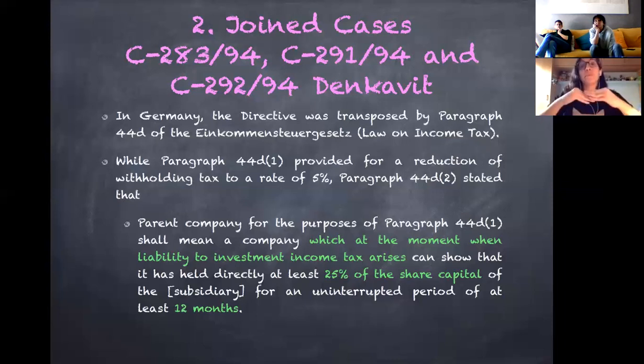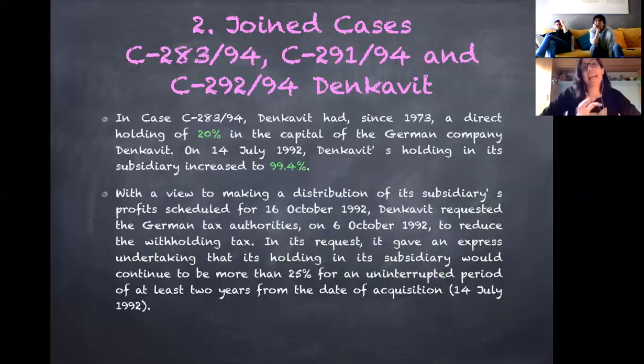As we have said, the directive establishes the possibility of a fixed period of 2 years, but in this case, the German legislation decided to establish a period of 12 months, so just 1 year. In the case that we are studying in this video, Denkavit had since 1973 a direct holding of 20% in the capital of the German company Denkavit.